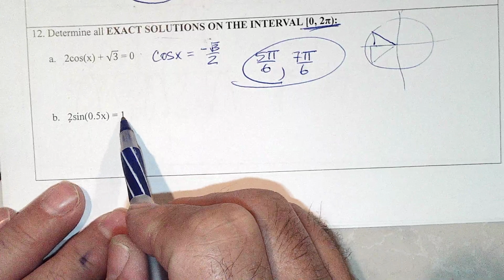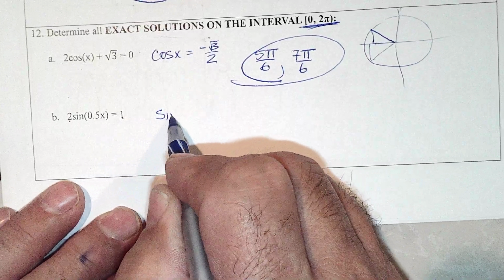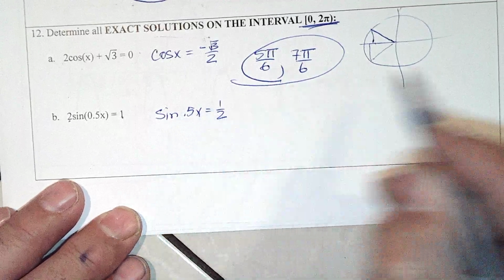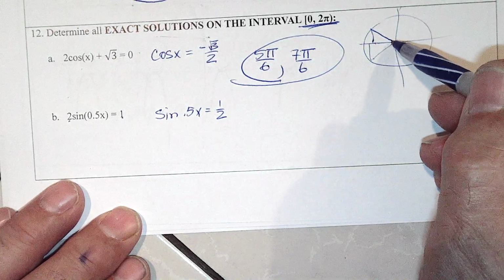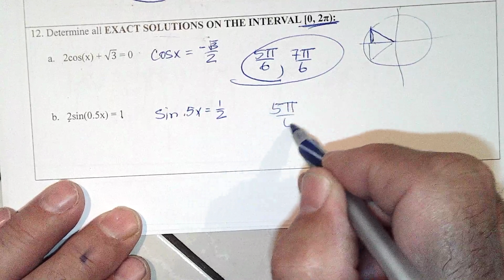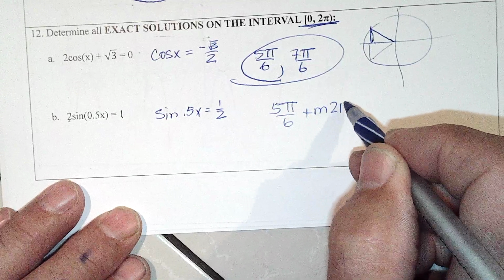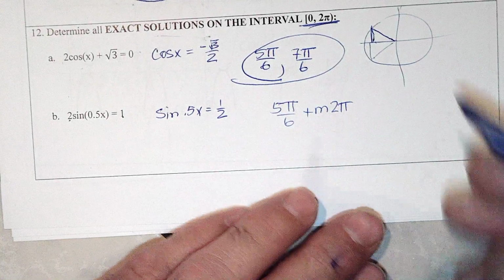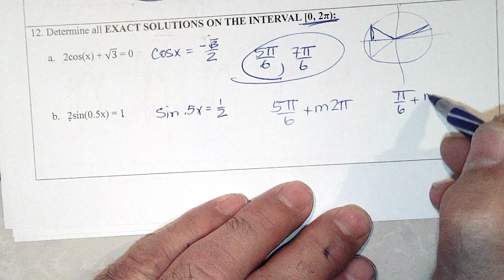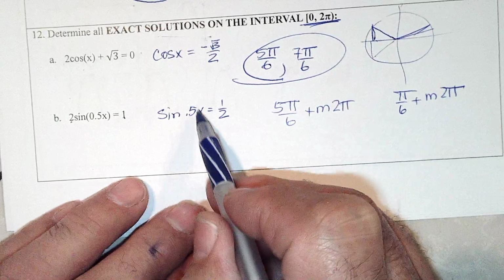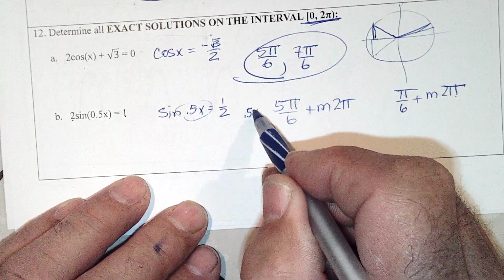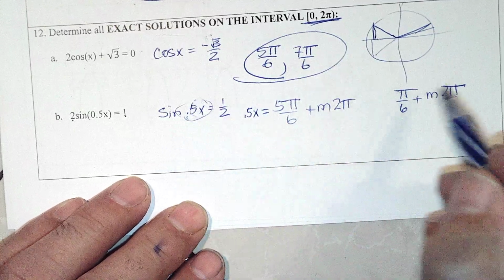So if I divide both sides by 2, I get the sine of 0.5x is 1/2. Sine is 1/2 here at 5 pi over 6 plus multiples of 2 pi, or sine's 1/2 here at pi over 6 plus multiples of 2 pi. And I'm writing this form because we got 0.5x. That's what the angle would be.